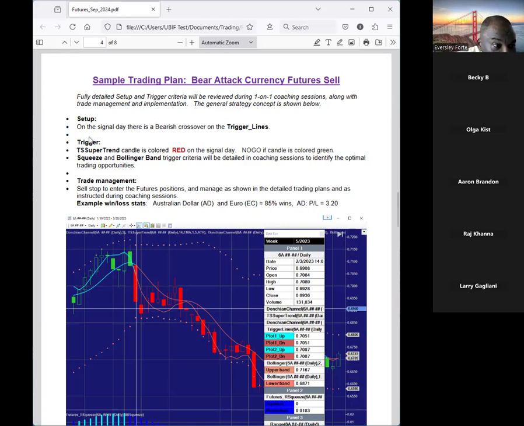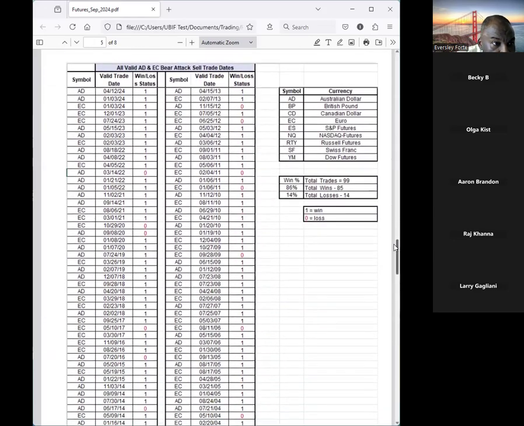But we'll always see setup, trigger, and trade management. Setup is what you look for visually. The trigger is some confirmation, and the trade management is what I go through with you one-on-one in detail to actually profit from the trade. All right. And you'll see in the handouts, there's the sample plan chart. And I listed in here every Aussie dollar and euro bear attack sell trade since 2003 and the win-loss status.